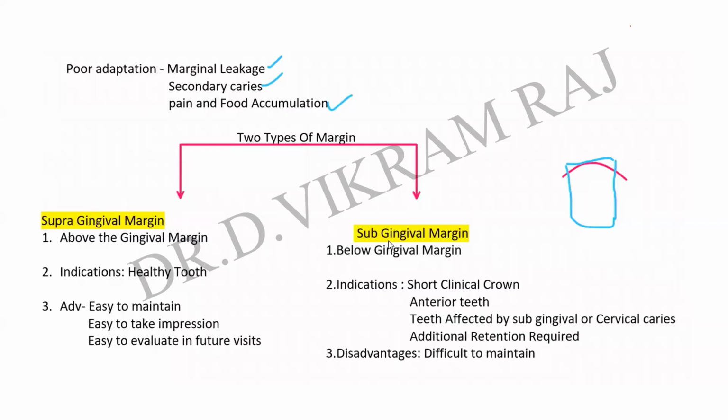There are two types of margins that are present: supragingival margin and subgingival margin. Nowadays, people are doing only subgingival margins, even for the posterior teeth. But actually, I feel that they should not be done. At least equigingival or supragingival should be done, no matter what. Supragingival margins are above the gingival margin and are healthy for the tooth. The advantage is that they are easy to maintain, easy to take impressions, and easy to evaluate in the future.